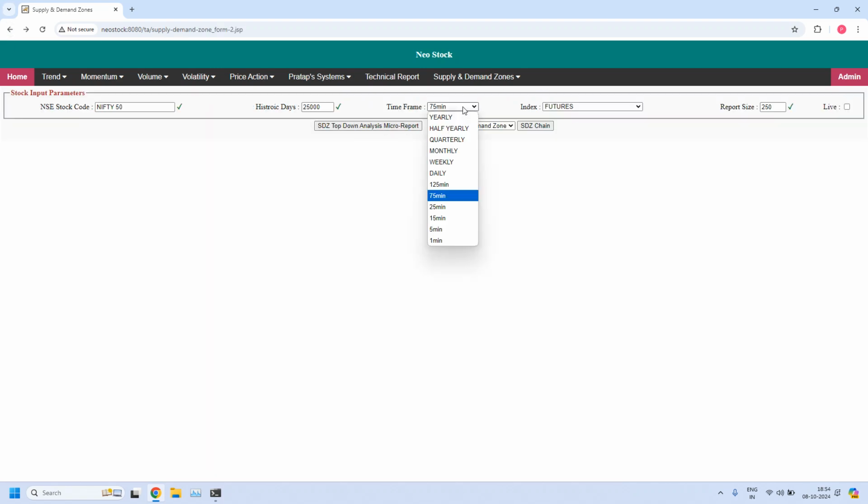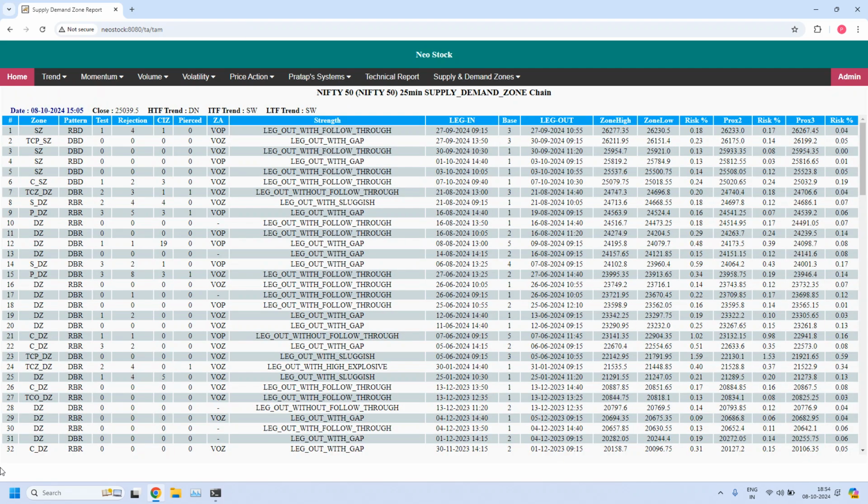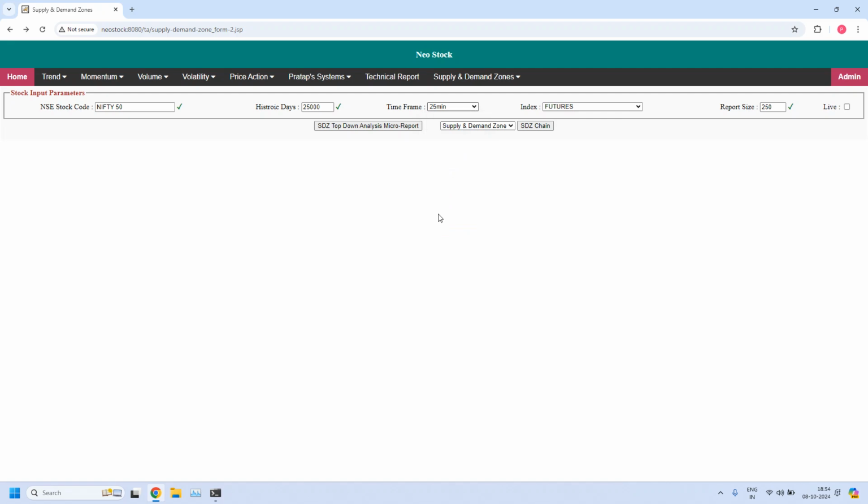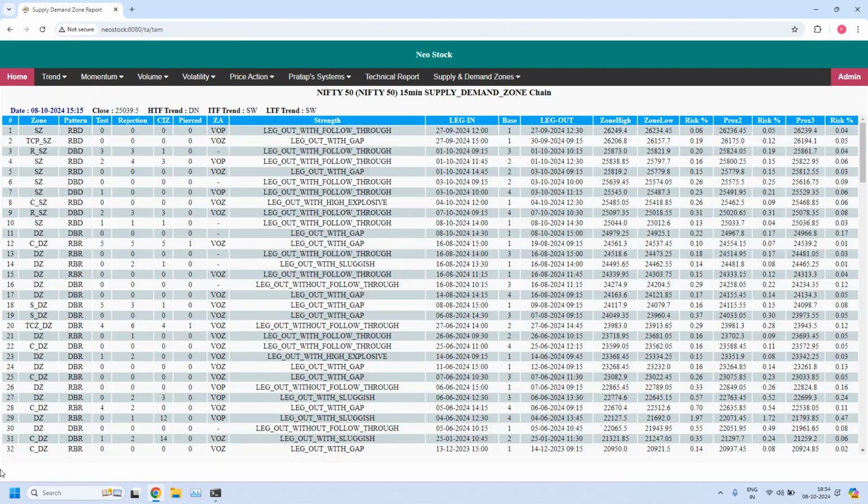The next time frame is 25 minutes. I'm generating 25 minute supply demand zone chain for NIFTY. The next time frame is 15 minutes. I'm generating 15 minute supply demand zone chain for NIFTY.